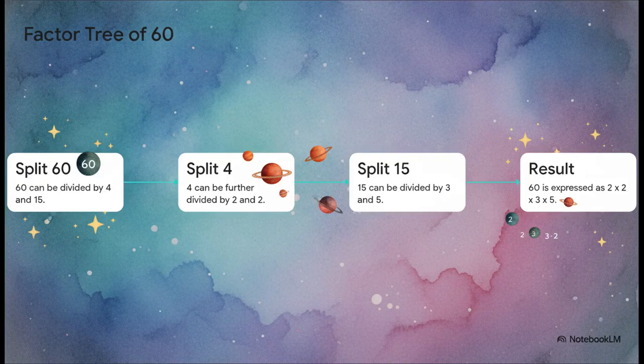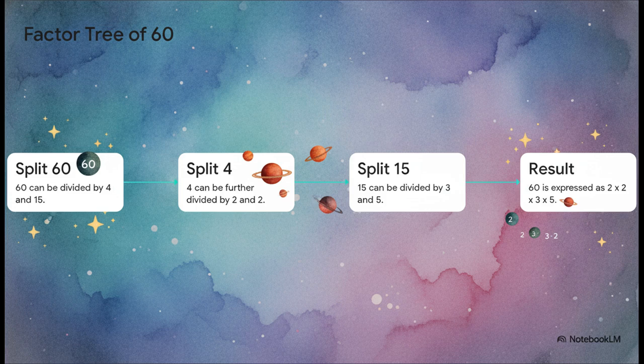A really fantastic way to map this out is by drawing a factor tree. We're essentially breaking a number down step by step until only prime factors remain at the very bottom. Let's do this together for the number 60. Step 1, we split 60 into the product of two factors. Let's use 4 and 15. Well, neither of those are prime, so we keep digging.